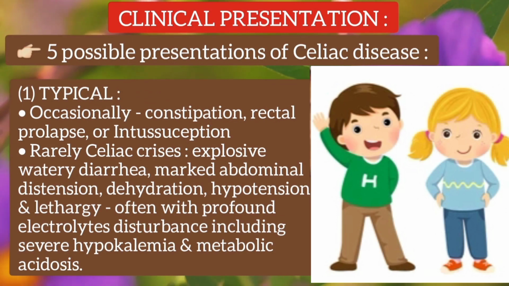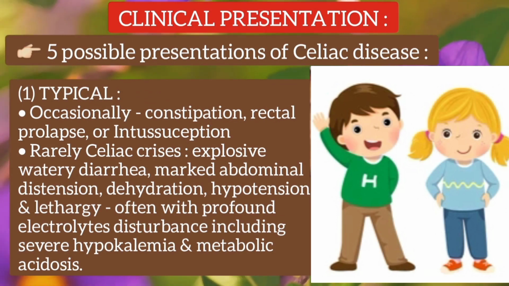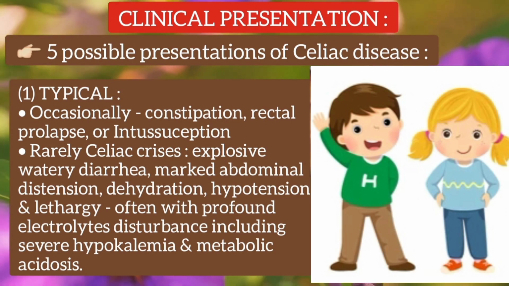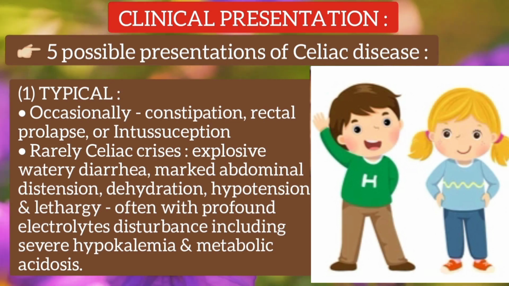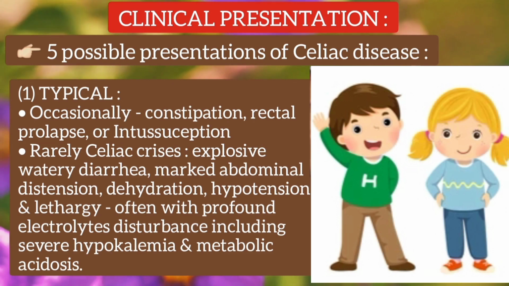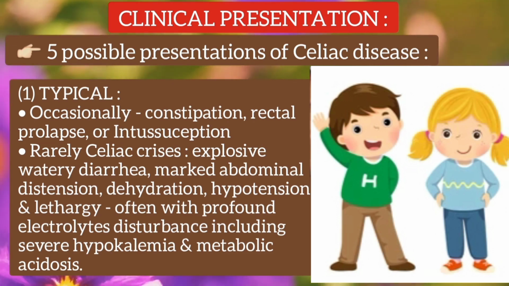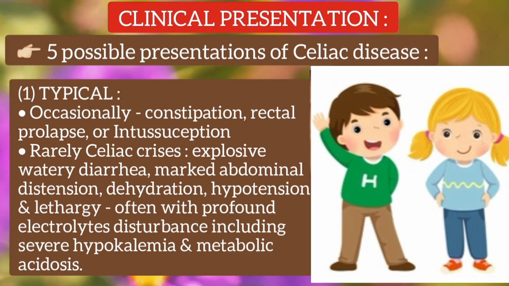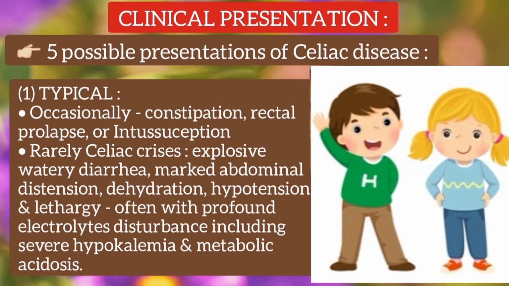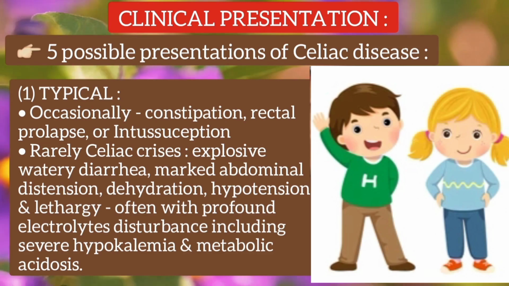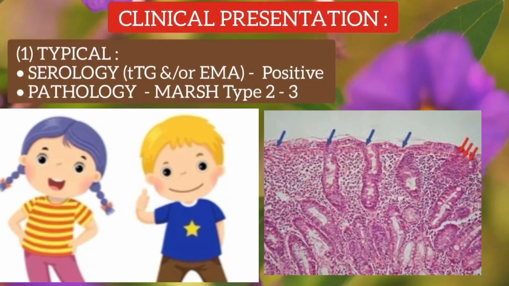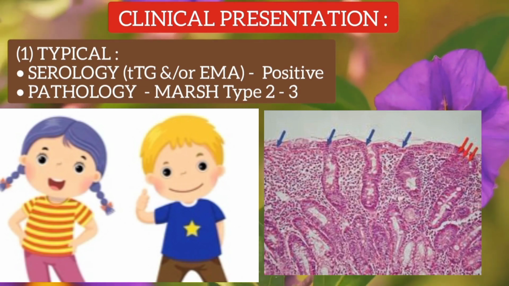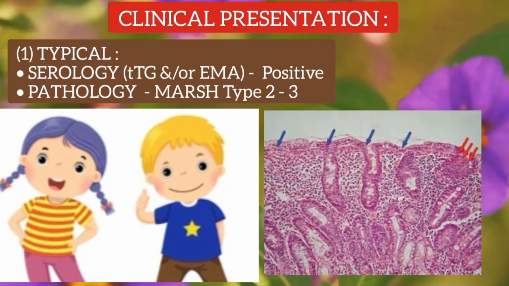Occasionally, there may be constipation, rectal prolapse, or intussusception. Rarely, celiac crisis can occur, and in this there is explosive watery diarrhea, marked abdominal distension, dehydration, hypotension, and lethargy. There is profound electrolyte disturbance, including severe hypokalemia and metabolic acidosis. In typical celiac disease, celiac serology and the pathological findings on mucosal biopsy are positive.